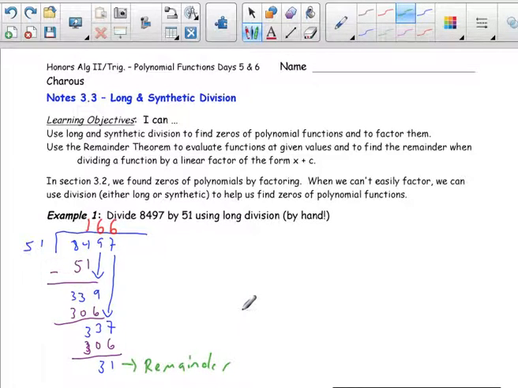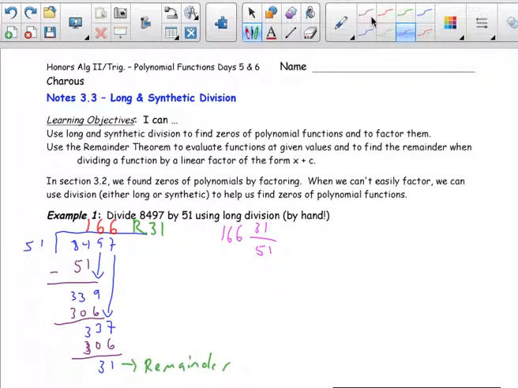So we have 2 choices. We can write 166, and then up here we can write remainder 31. That's how you first learned how to do it. And then later you learned that you could write 166 and you could put the remainder 31 over 51. And that could be your answer as well.